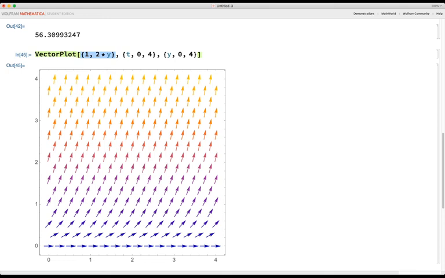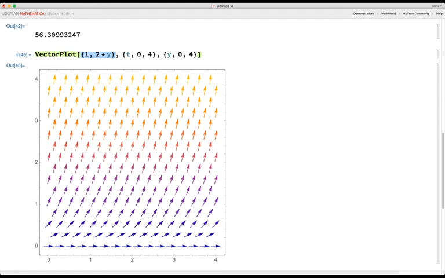If y is 3, which is in the orange part of the picture, then plugging that in I get (1, 6), which is an arrow that has slope 6. Looking at the orange arrows there, 6 seems pretty plausible for their slope. Whereas if I come down to the bottom where it's blues and purples, the y values are rather small, and that's where the slopes are smaller.